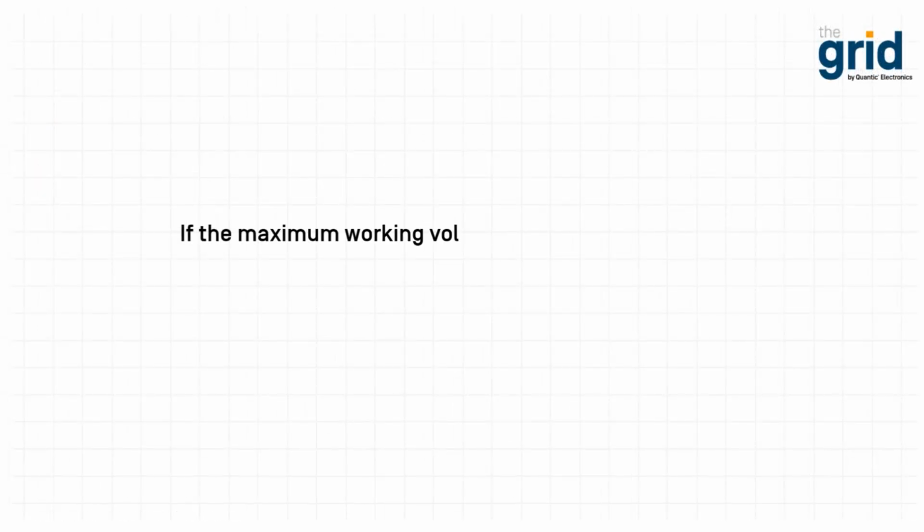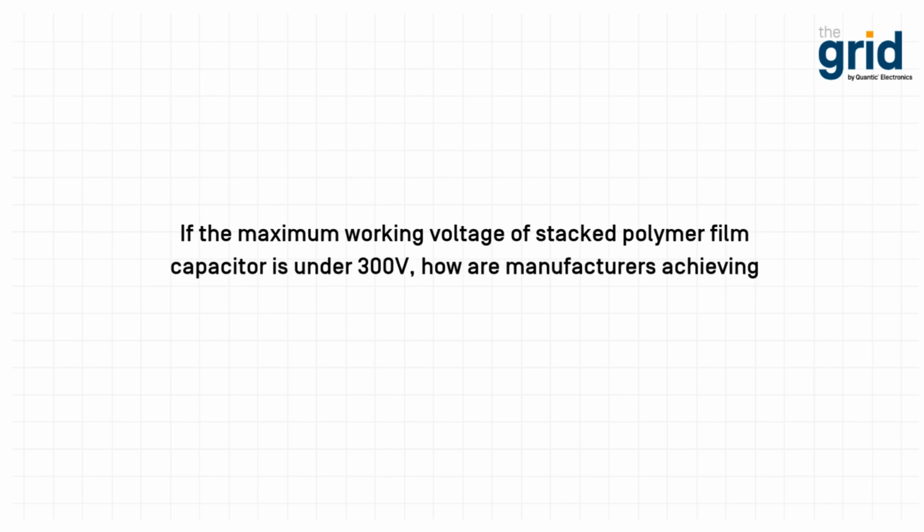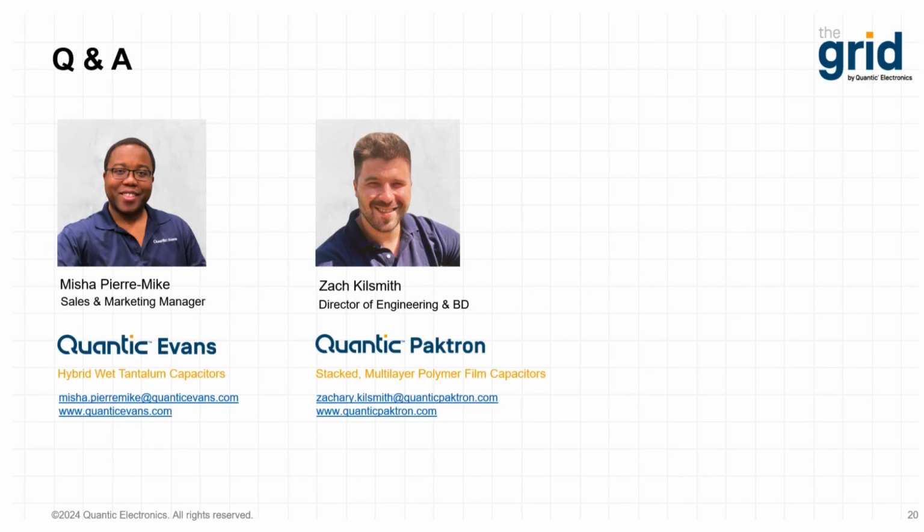If the maximum working voltage of stacked polymer film capacitor is under 300 volts, how are manufacturers achieving 630 volts and higher ratings? Okay, I'll take that one. So it's true that, for the most part, the working voltage is restricted to 300 volts.